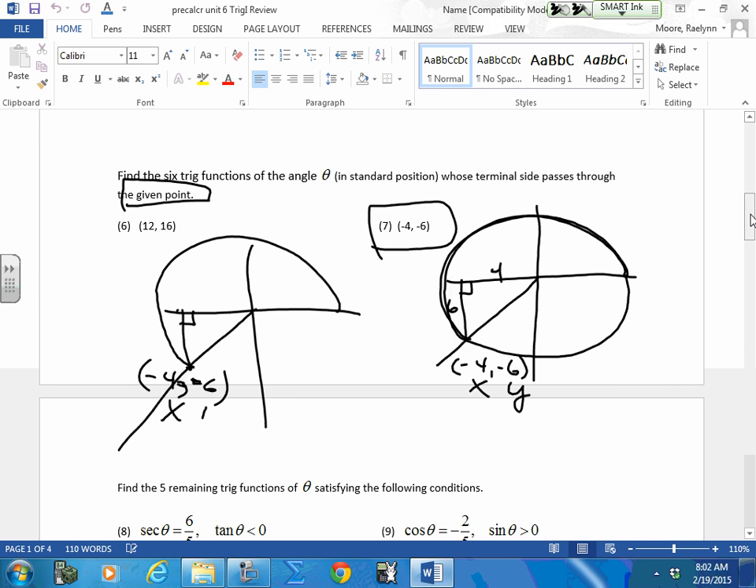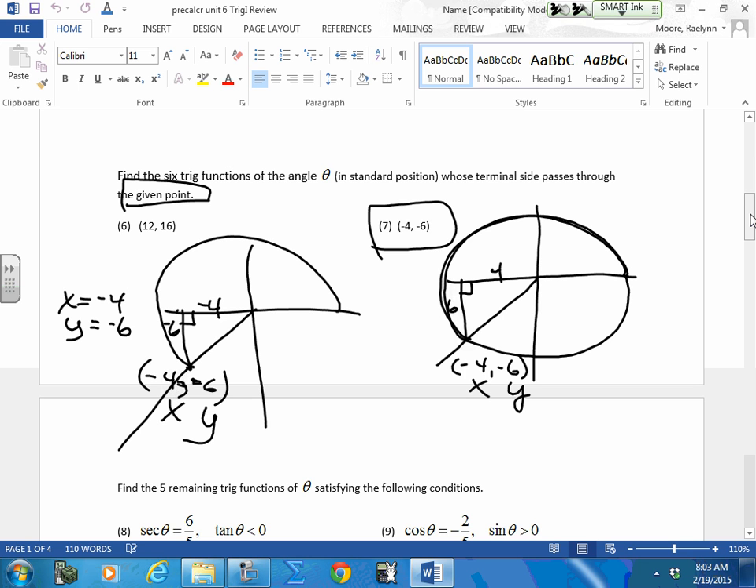Label it like this. This is x, this is y. This is the x, this is the y. You need to find me the r. You have an x, you have a y, and you need to find me the r. If you want, you can put the negative signs there. I usually don't put the negative signs on my triangle.